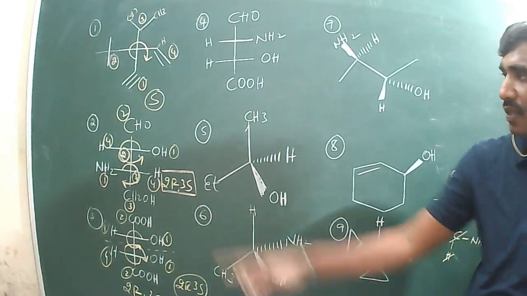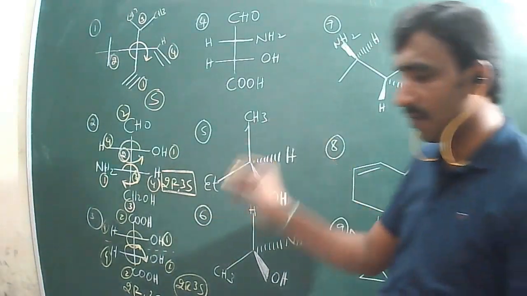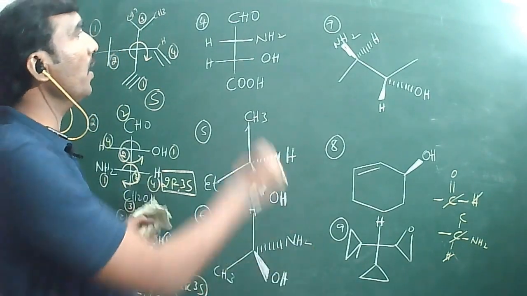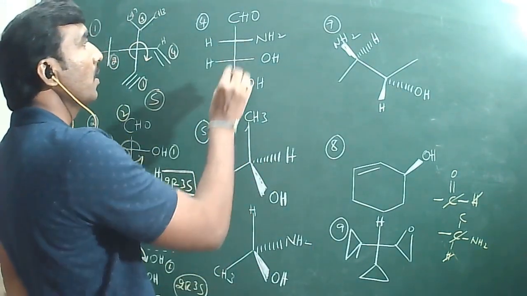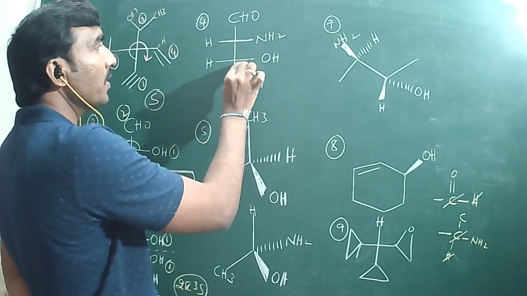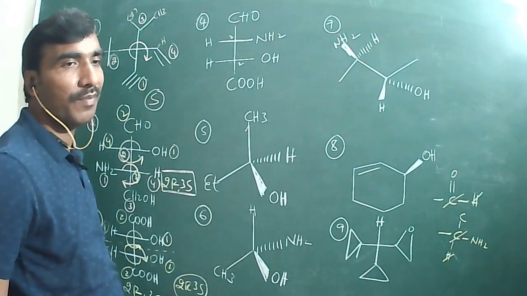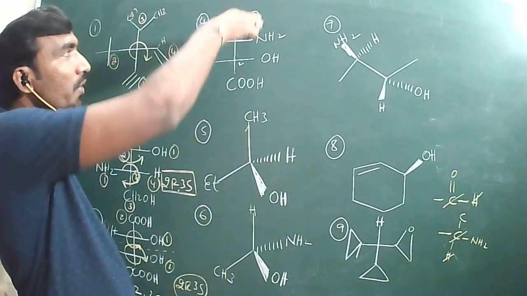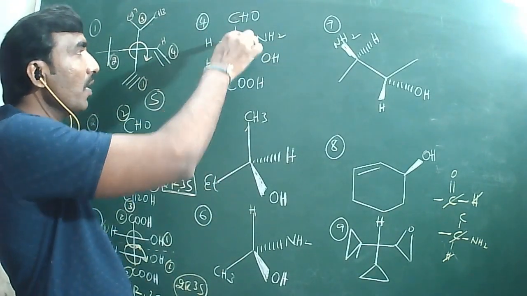Any doubt in these three examples? Now coming to here. Again, this is the case where we have two chiral centers. First priority numbering should be given to 1, 2, 3, 4. So this is second chiral carbon, this is third chiral carbon. In the options they will give this one, and 2R 3S they will give.